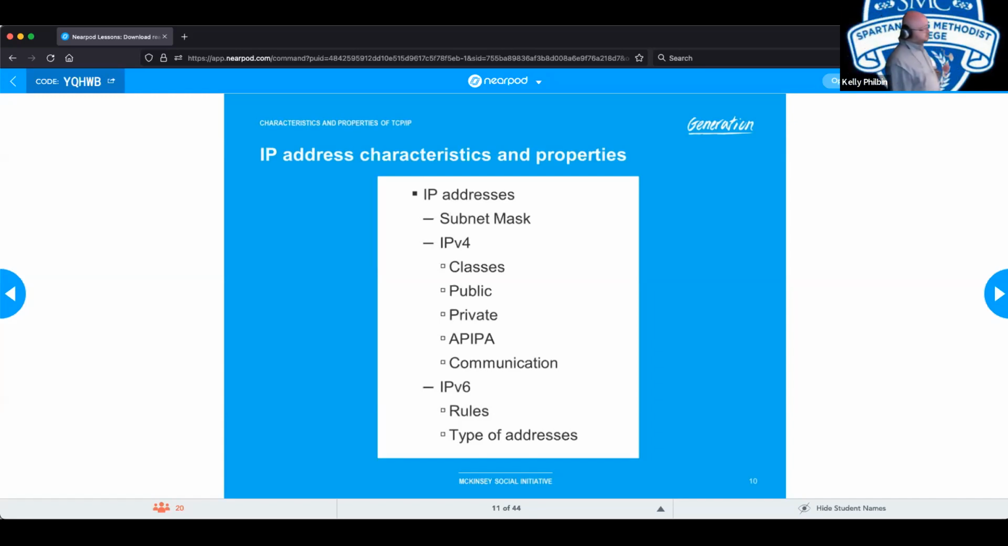And then we have APIPA. It's a fun little protocol. Works for a very specific purpose, but we will get into that here in just a few minutes. And then finally, we'll get into IP version 6.